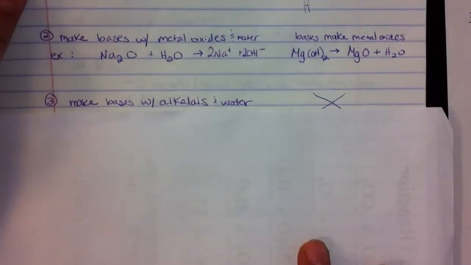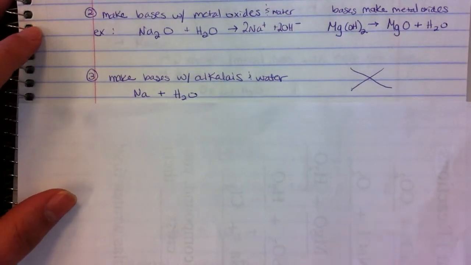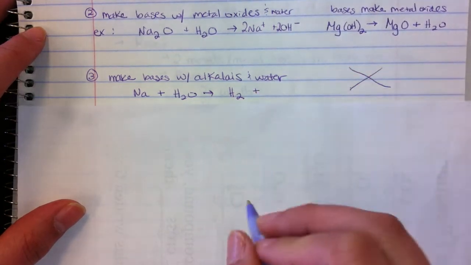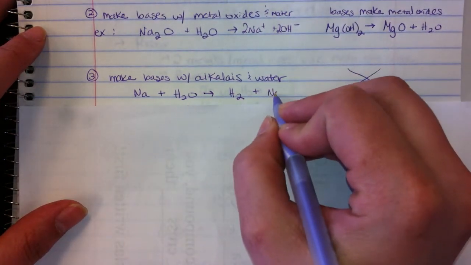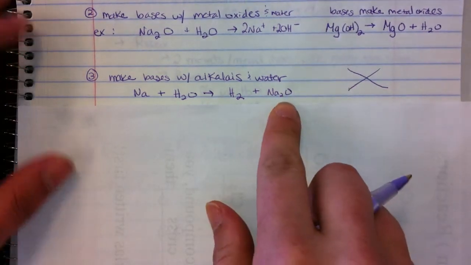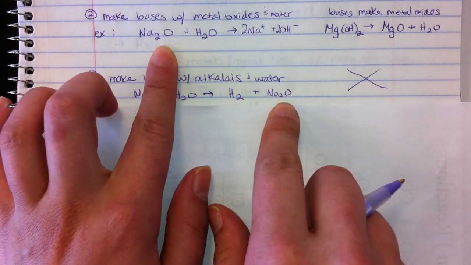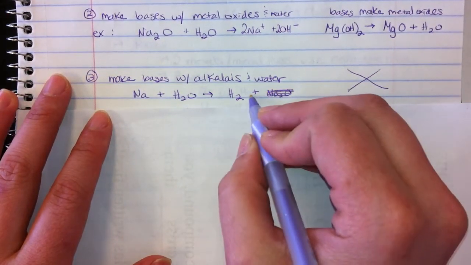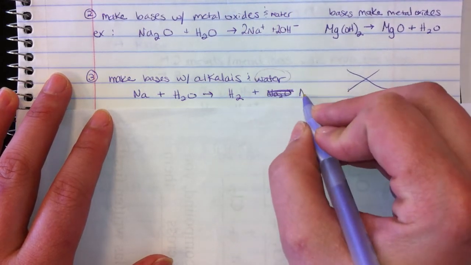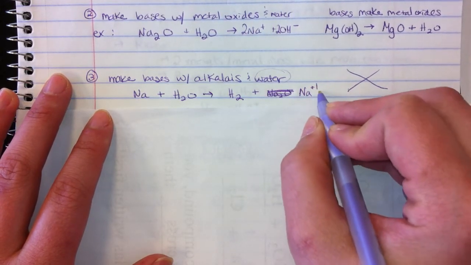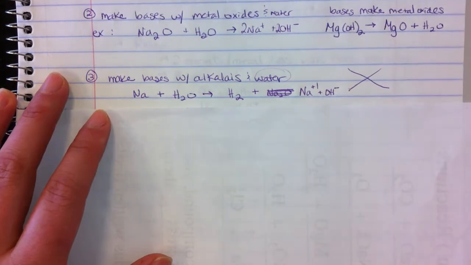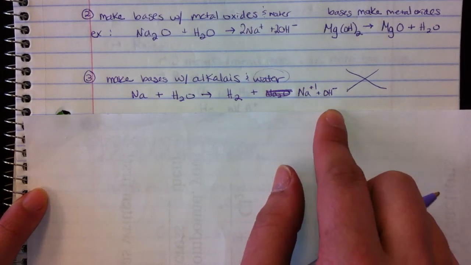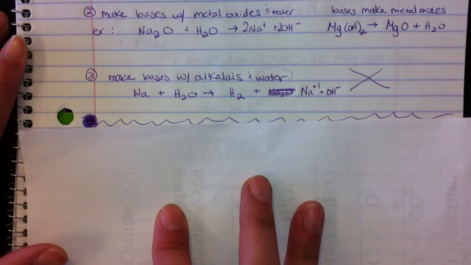We can also make bases with alkalis and water. We watched this video in class. So the alkalis will make hydrogen gas. Okay, then you might be tempted to say this, but we just mentioned that metallic oxides in water make bases. So this is actually not the final answer. Because it's happening in water, you will go all the way to this. Okay, the alkalis in water make H2 and bases. So those are the ones that have acids and bases.